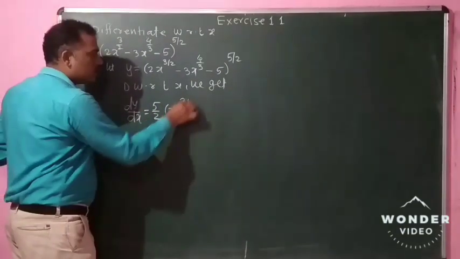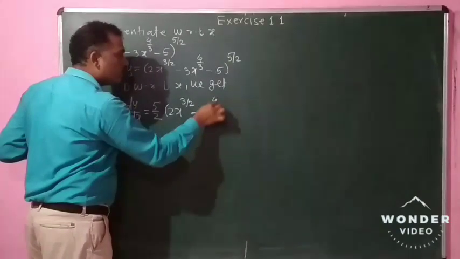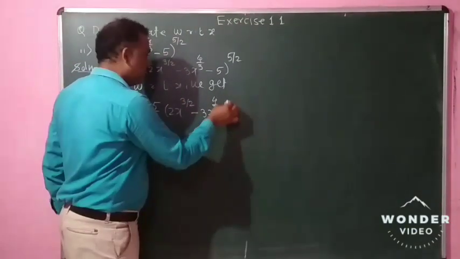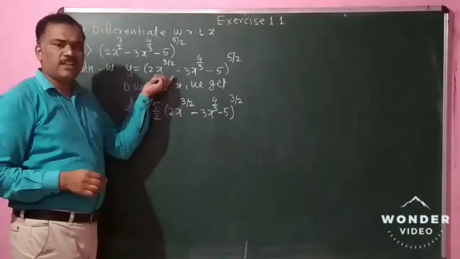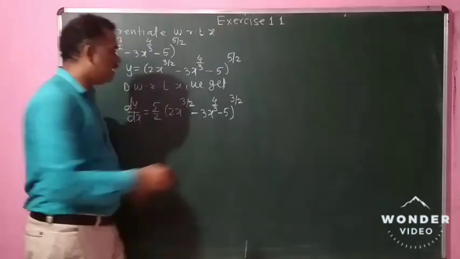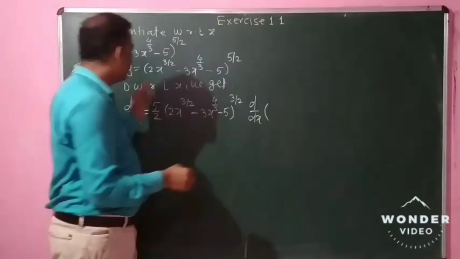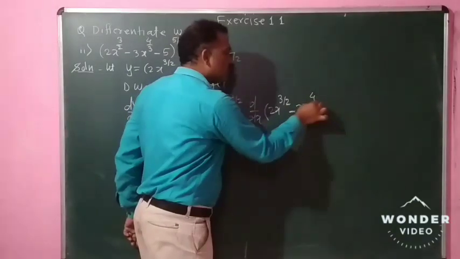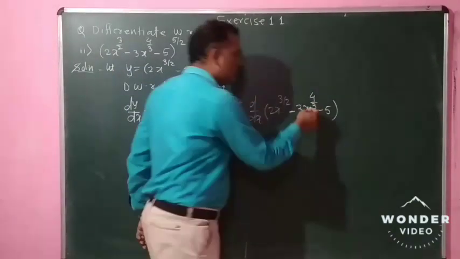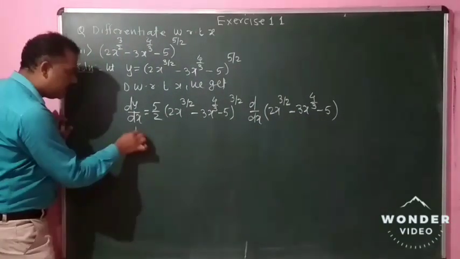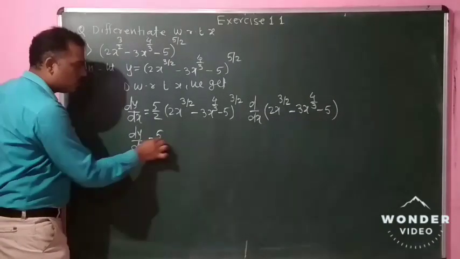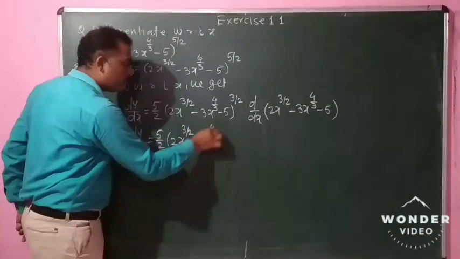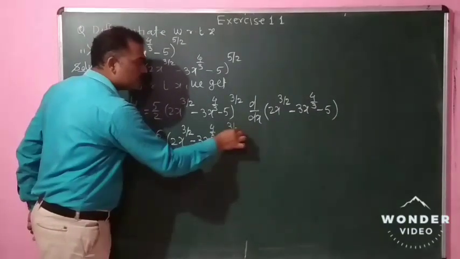into (2x^(3/2) − 3x^(4/3) − 5) raised to 5/2 minus 1. 5/2 minus 1 is nothing but 3/2. Then, by using the derivative of a composite function, we now take the derivative of the base, that is d/dx of (2x^(3/2) − 3x^(4/3) − 5). So dy/dx is equal to 5/2 into (2x^(3/2) − 3x^(4/3) − 5)^(3/2) into the derivative of the base.